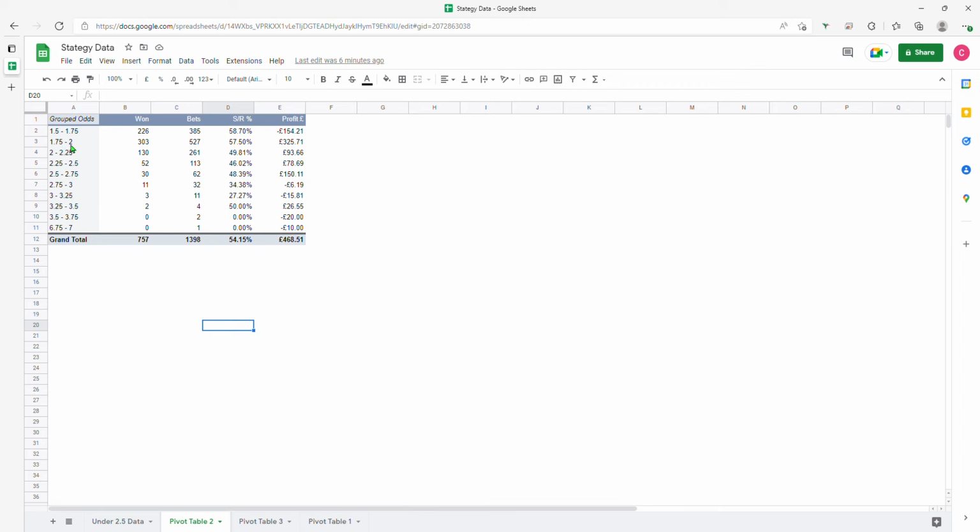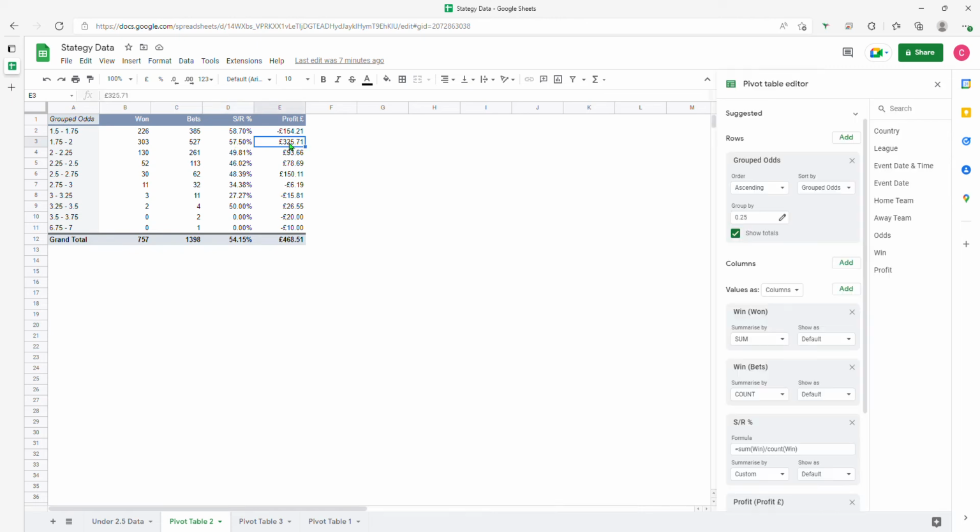When we get to 1.75 to 2 for the odds, we've won 303 out of 527, so we have put more bets on at that price range than the top column, but the percentage is more or less the same, a little bit under, but the profit is £302.25. You see that?